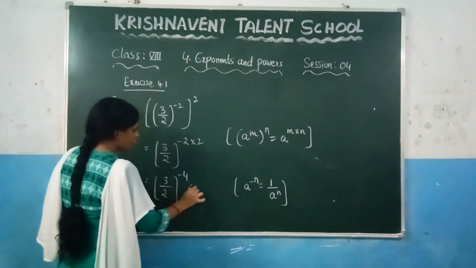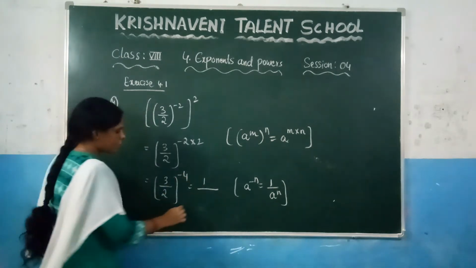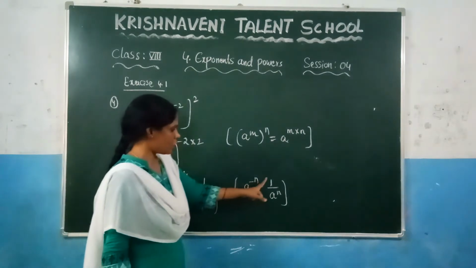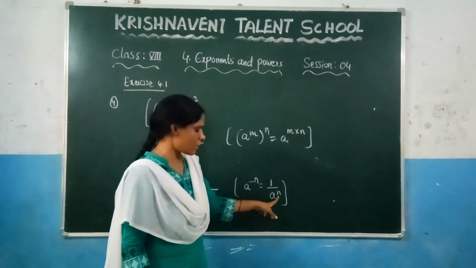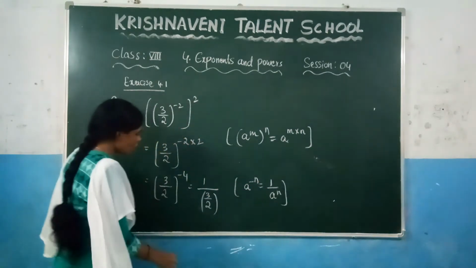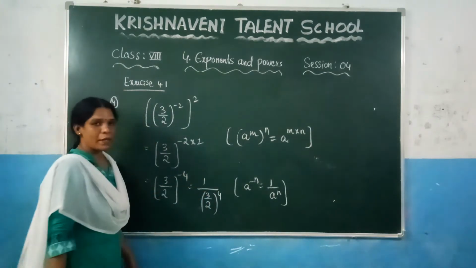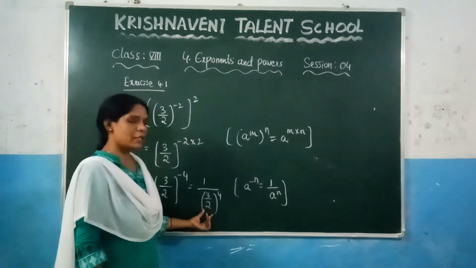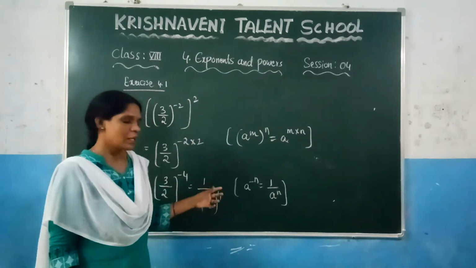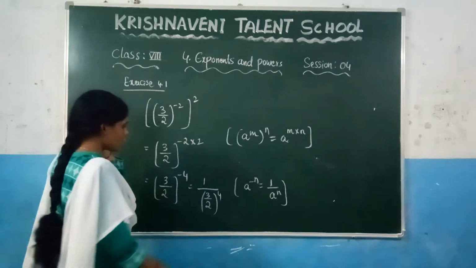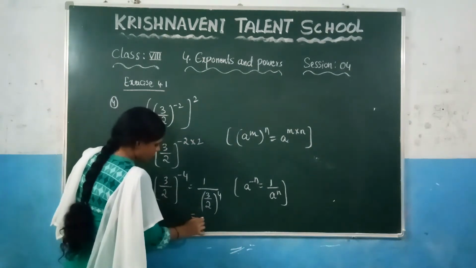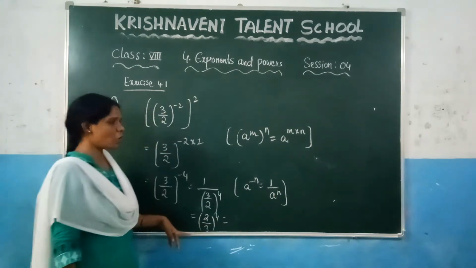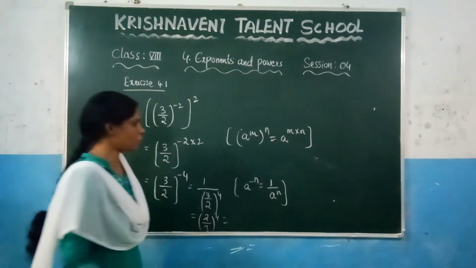So here you can write this one as 1 by 3 by 2. Here what will become? Here the power is negative. If you are writing in the form of the fraction, the power will become the positive here. So you will get here 1 by 3 by 2 whole power 4. Now you know that if you take this fraction to the numerator, it will interchange, right? So that you can write this one as 2 by 3 whole power 4, right? So what you got it here? 2 by 3 whole power 4.